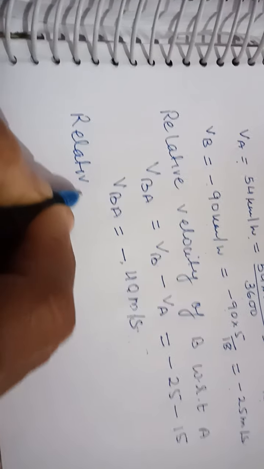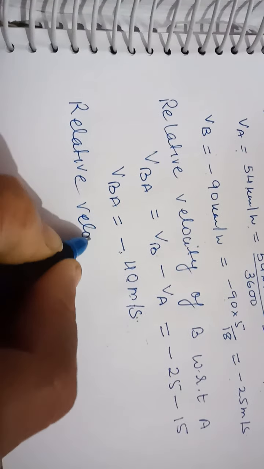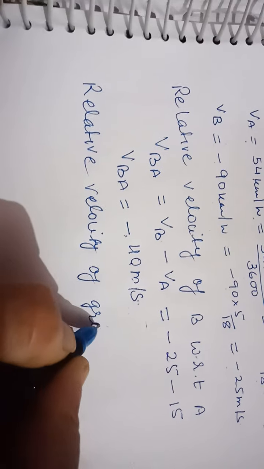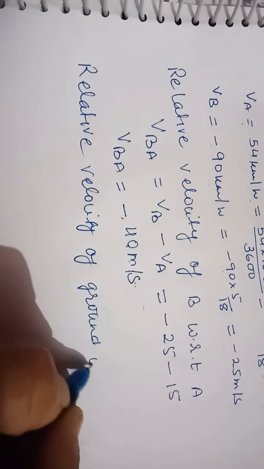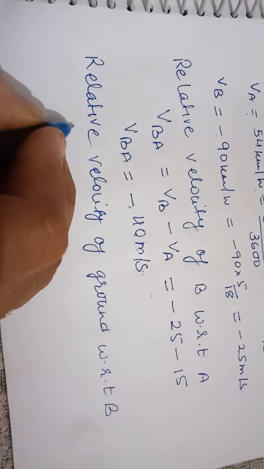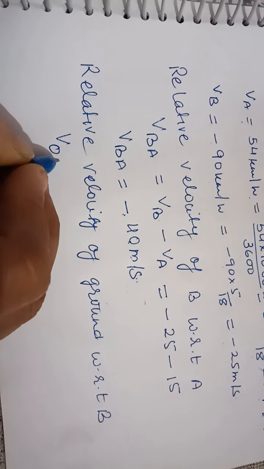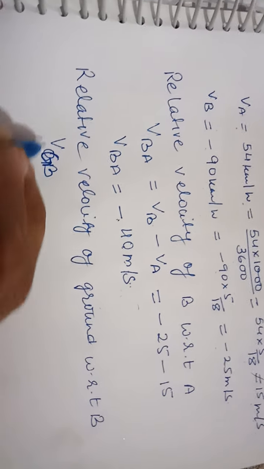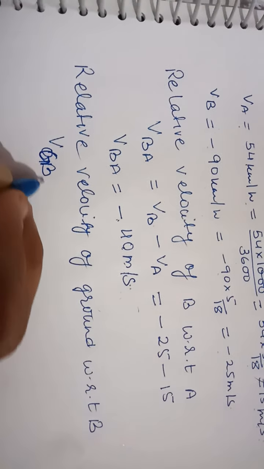Relative velocity of ground with respect to B. Now you will write V0B, or you can write VGB, relative velocity of ground with respect to B.